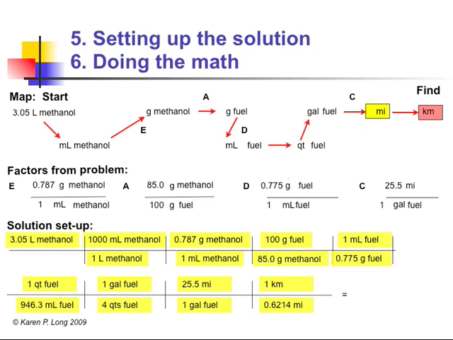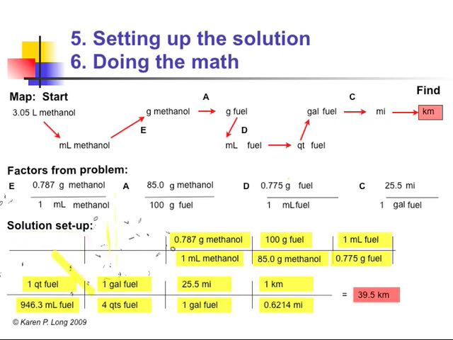Now all we have to do is to get out our calculators and multiply all of the numbers on the top of all of the factors together, and then divide by all of the numbers on the bottom of all of the factors. When we have finished that, we round off to 3 significant figures because that's how many the numbers in the problem had. And we come up with 39.5 kilometers.